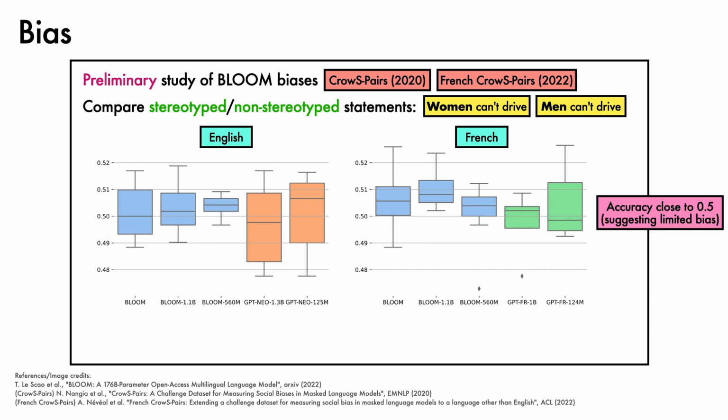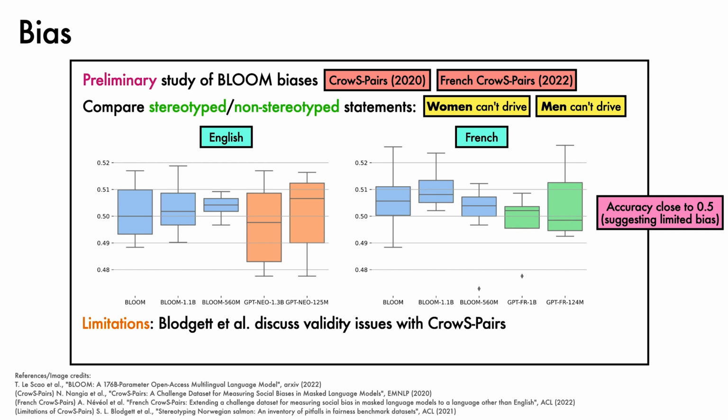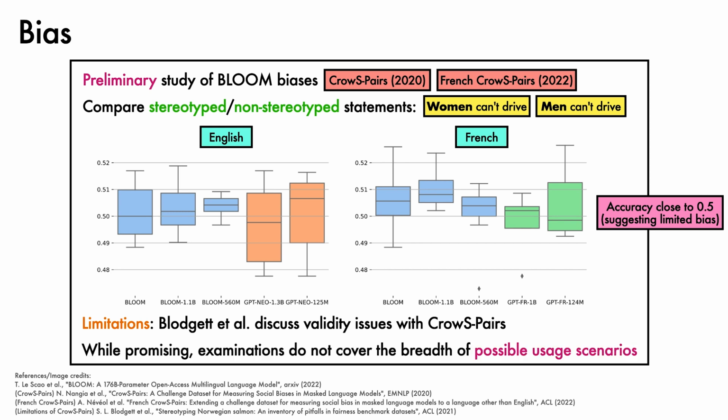Broadly, we see that Bloom's overall accuracy is close to 0.5, which suggests that, at least under the characterization of these benchmarks, bias is limited. However, there are some important limitations to these results, and other analyses that can be found in the paper. First, Blodgett et al. discuss some validity issues with the CrowS-Pairs benchmark. These are partially mitigated by the French variant considered here, but nevertheless, construction of effective benchmarks for bias remains extremely challenging. Second, while results are promising, the bias examinations do not cover the breadth of possible usage scenarios for Bloom. They would be strengthened by further analyses, particularly those spanning other languages, though this is challenging given the lack of available data for such a task.